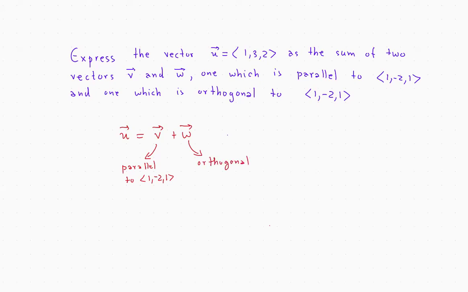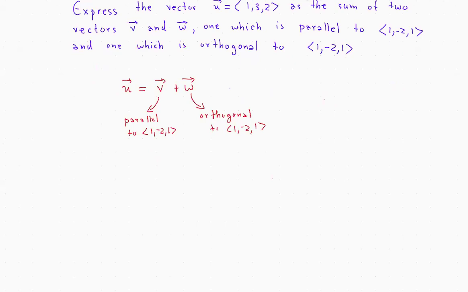To make things easy for ourselves, let's call this vector r, vector 1, negative 2, 1. And let's understand what we need to do. So the idea is pretty simple. If you have the vector u, and let's say that this is r, my choice of these line segments is completely arbitrary. They don't reflect the actual vectors.